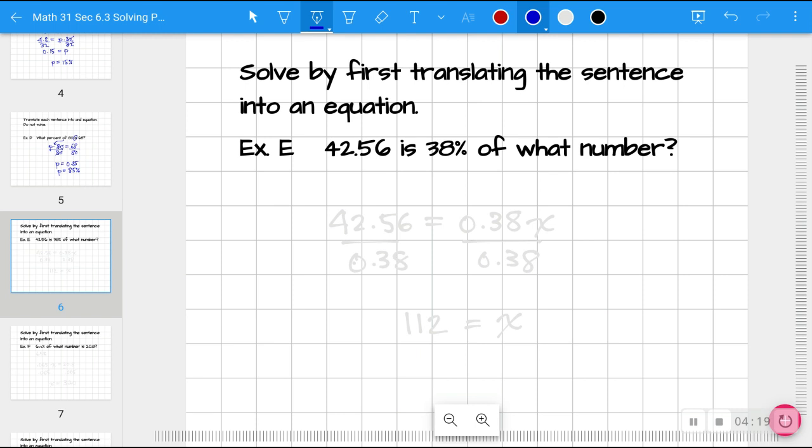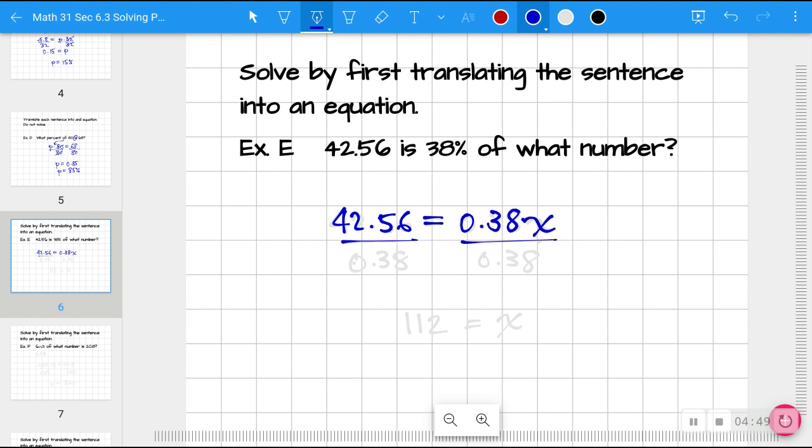Okay. 42.56 is 38% of what number? So is, that's the equal sign. 38%, that's 0.38. And once again, the percent sign can be interpreted as dividing by 100. So 38 divided by 100 if you're not secure with moving your decimal in the right direction. Of means times. I'll put a little dot there, but I don't really need it because I just put the X up against it. It means the same thing.